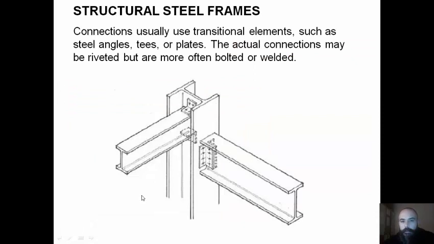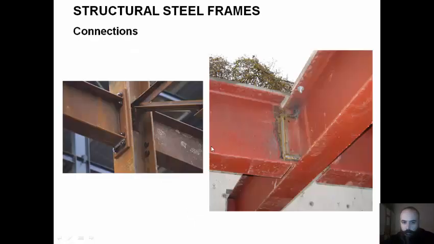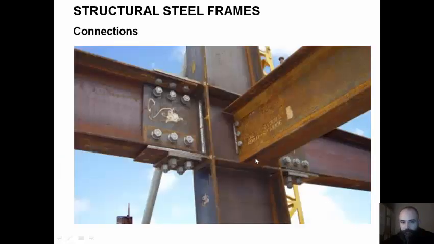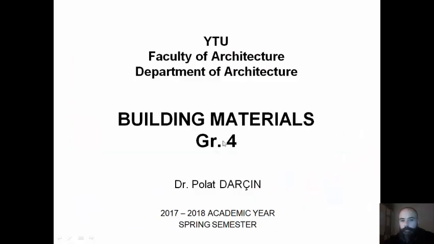Connections usually use transitional elements such as steel angles, tees, or plates. The actual connections may be riveted but are more often bolted or welded. Here we can see the bolts, bolted connections, and this is a welded connection. Both connections must be calculated by structural engineers. We can use both the welded and bolted versions.